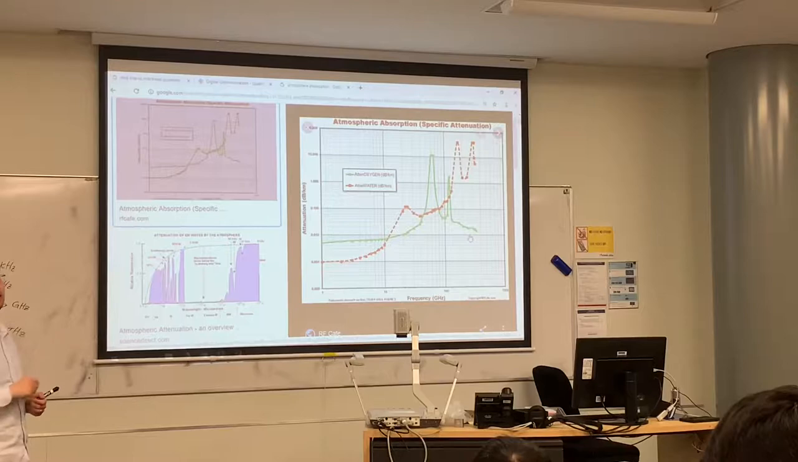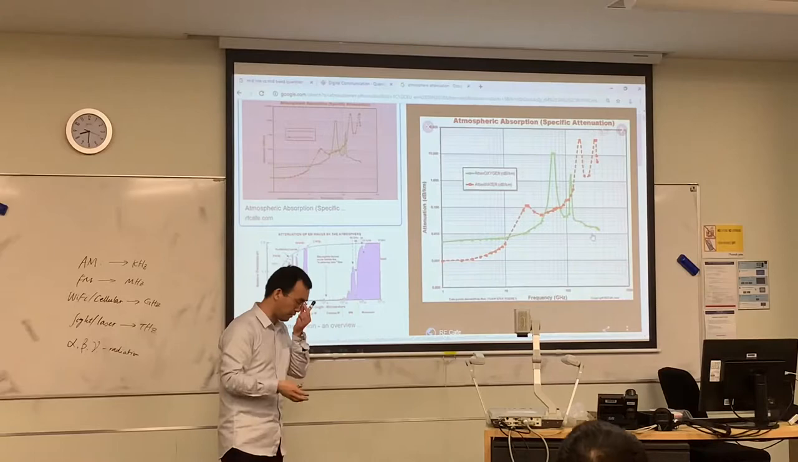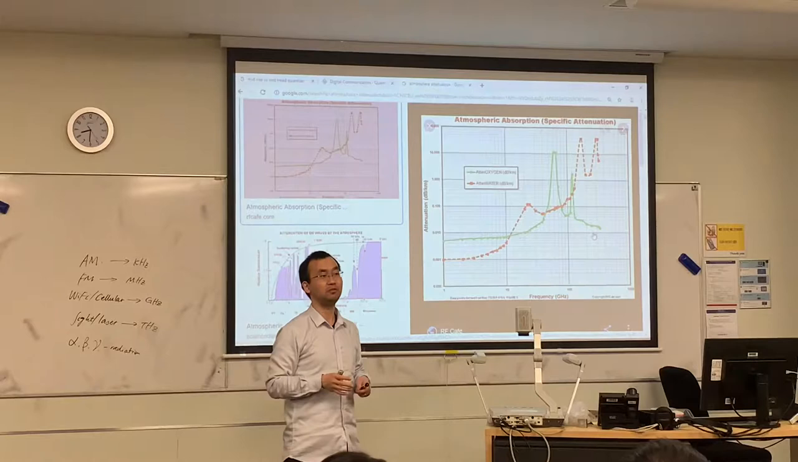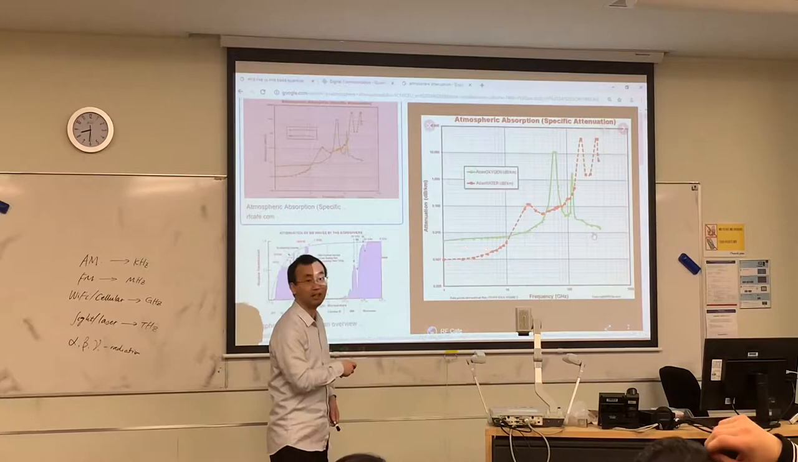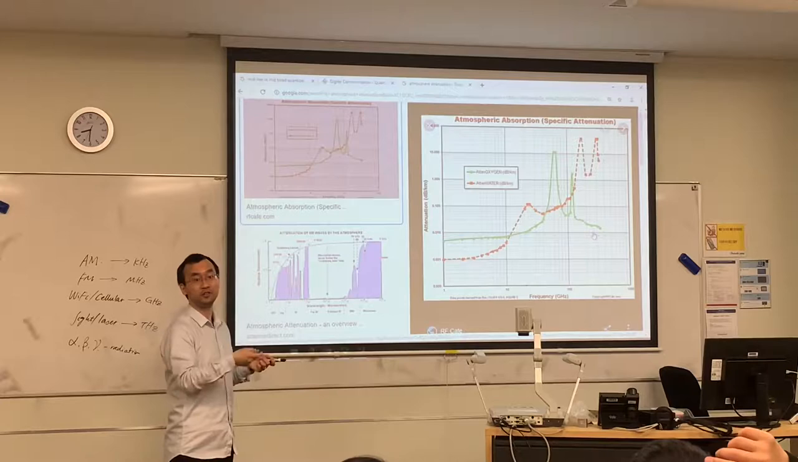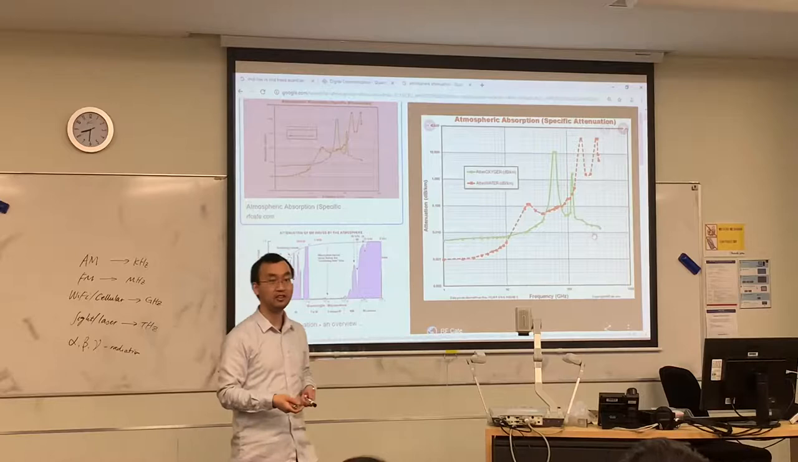This is similar to when you plan a road, right? For example, if you drive from Auckland to Hamilton, of course, when you choose the road, you choose the road with a better condition. Similarly here, when you plan the frequency and choose the corresponding channel, you choose the channel with less attenuation, right? The less the attenuation, the less power you require to transmit.